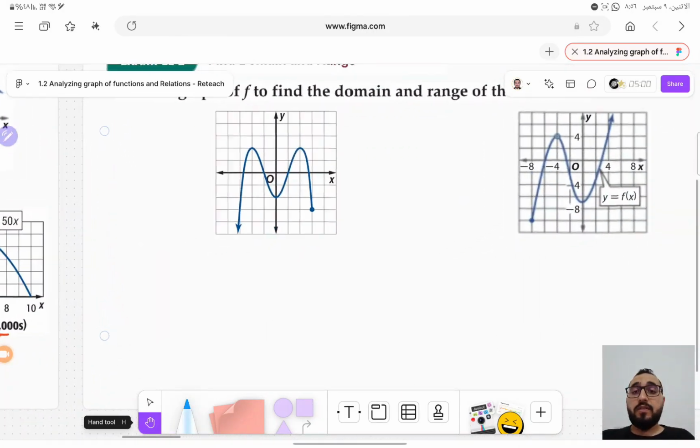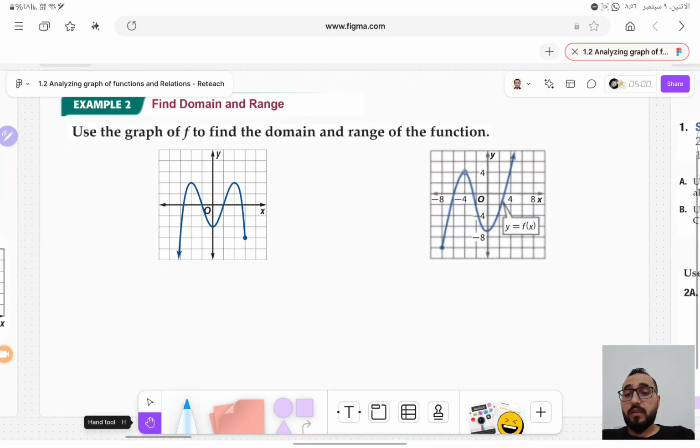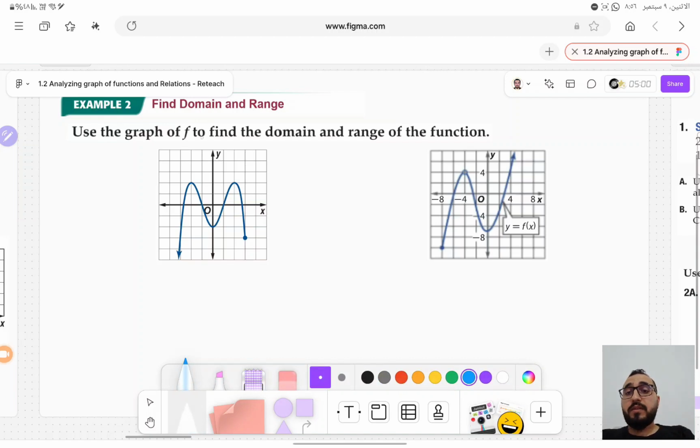Okay, now let's go to the second example. Let's find the domain and range for this question. The question did not mention which one you are going to use: inequality, set notation, or interval notation. If the question did not mention, you can pick any of these to find the domain and the range. So I will use the interval notation because it's easier while you're finding the domain and the range. Now let's start with the domain.